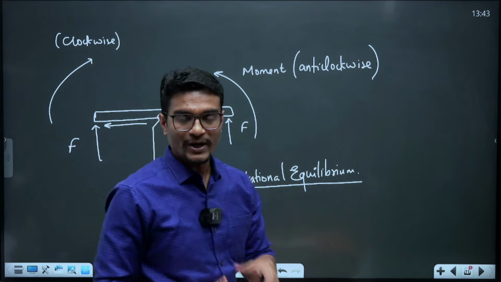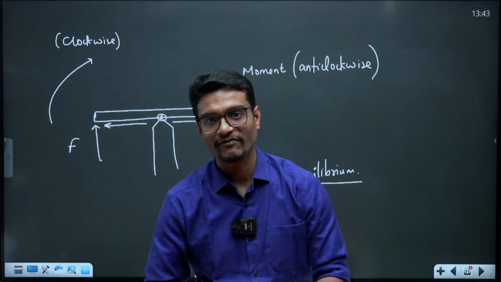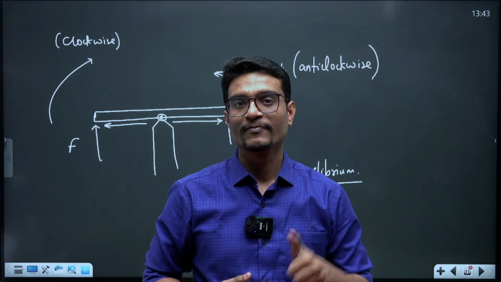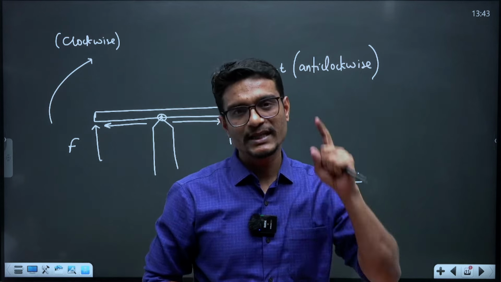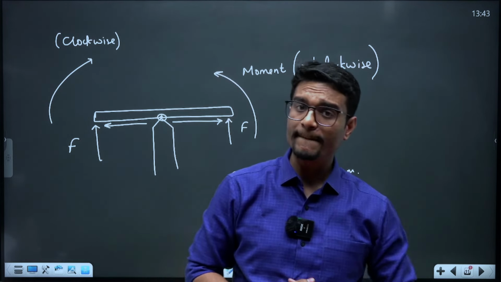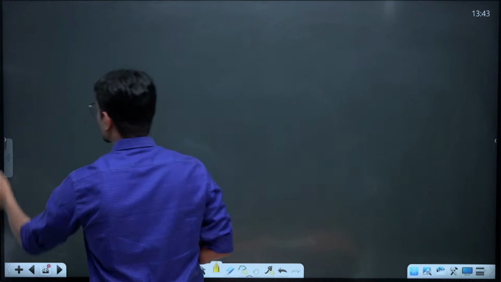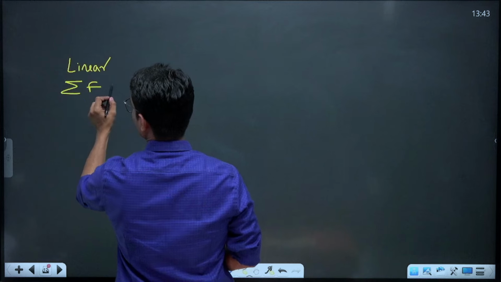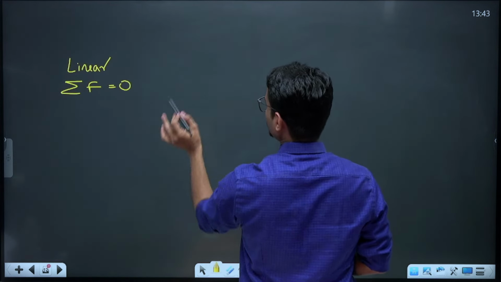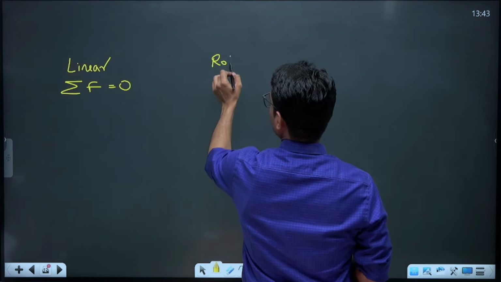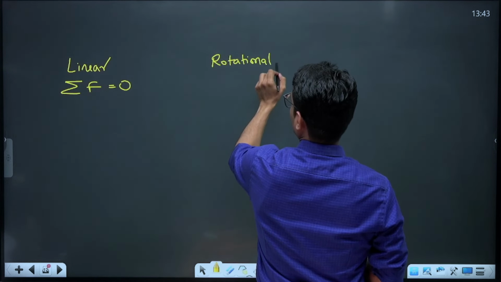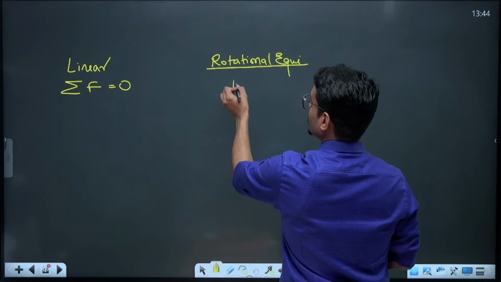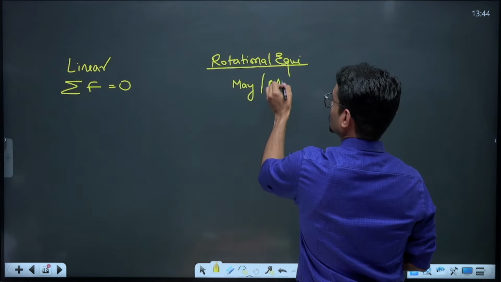So now you have understood what is linear equilibrium and what is rotational equilibrium. Now my first question to you is: is it necessary that when the body is in linear equilibrium, it has to be in rotational equilibrium? If there is linear equilibrium, that is the summation of all the forces is 0, is it necessary that the body must be in rotational equilibrium? So the answer is not necessary. The answer is may or may not.